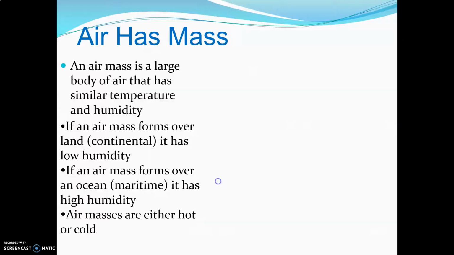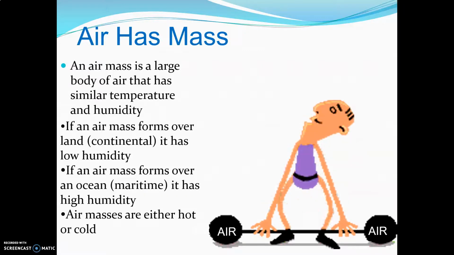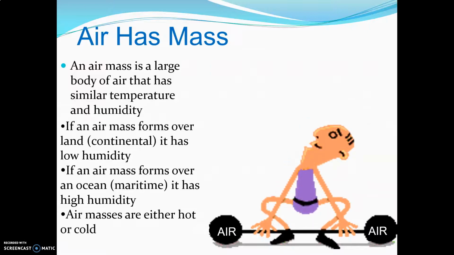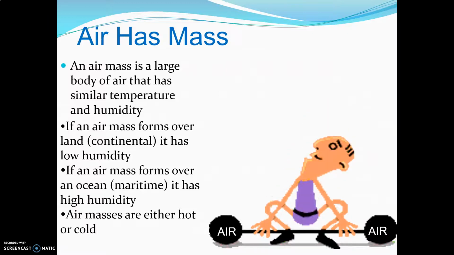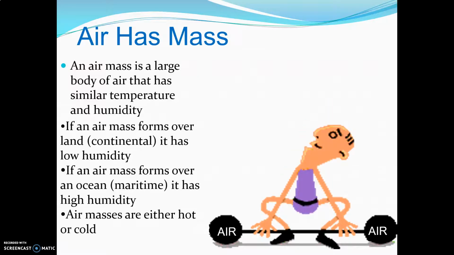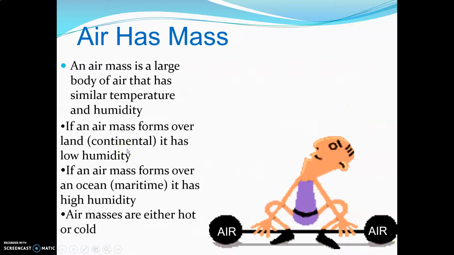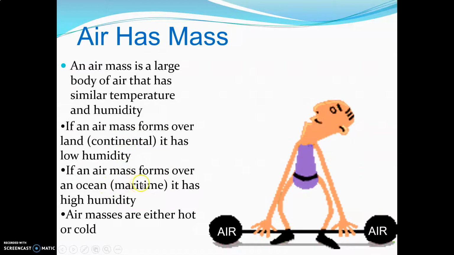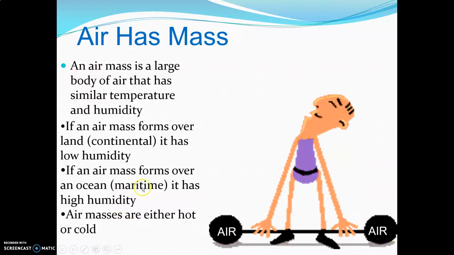Air pressure. Air has mass. An air mass is a large body of air that has similar temperature and humidity. If an air mass forms over land, another word for land is continental, it has low humidity. If an air mass forms over an ocean, another word maritime, it has high humidity. Air masses are either hot or cold.